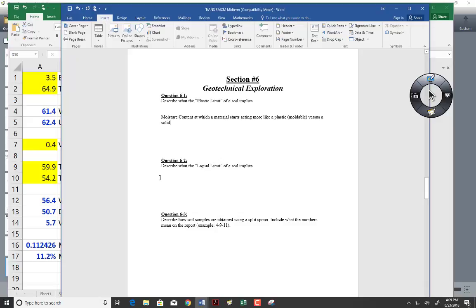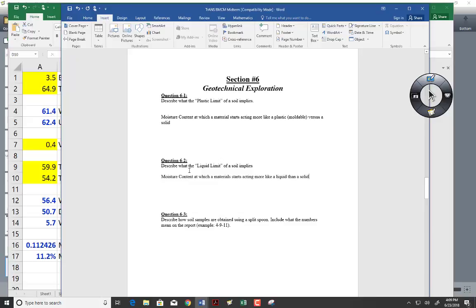Liquid limit. It's the moisture content. The critical word is moisture content at which a material starts acting more like a liquid than a solid.